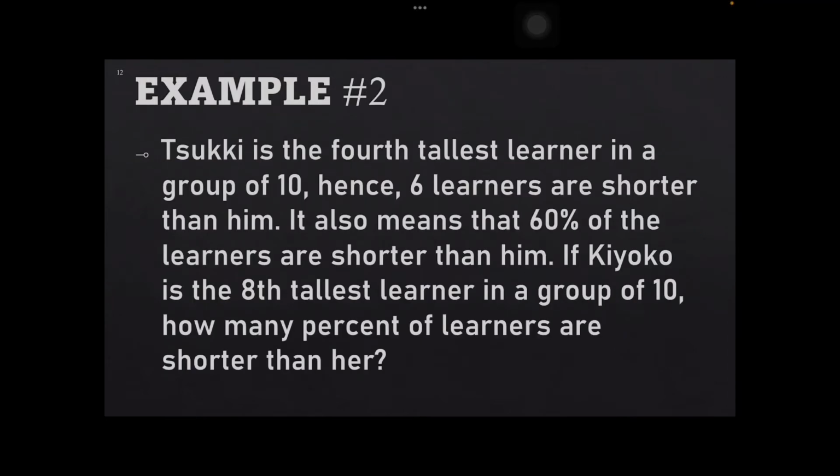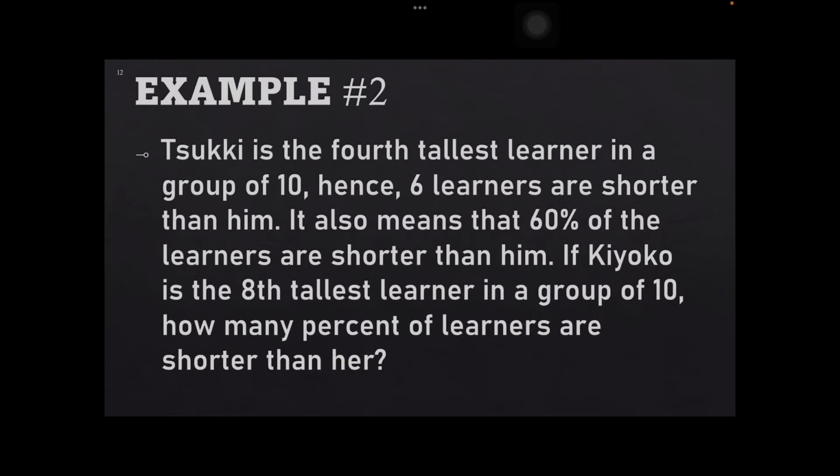Now, not all problems need to be solved. Sometimes, kailangan lang pag-isipang mabuti. Katulad nitong example na ito. So, Tsuki is the 4th tallest learner in a group of 10. Hence, 6 learners are shorter than him. If Kyoko is the 8th tallest learner in a group of 10, how many % of learners are shorter than her? So, pag-isipan natin, si Tsuki, siya yung 4th tallest. Ibig sabihin, pang-apat sa pinakamatangkad. Kaya merong 6 na mas maliit sa kanya.